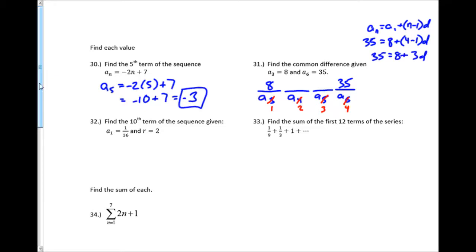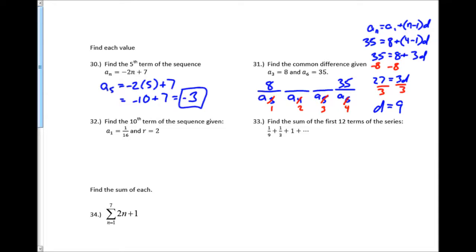So here I subtract the 8 from each side. So that gives me 27 equals 3d. I divide each side by the 3, and I find out that d equals 9. And that's all this question is asking for. It's asking for that 9.